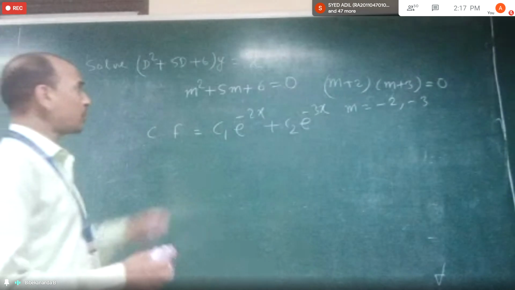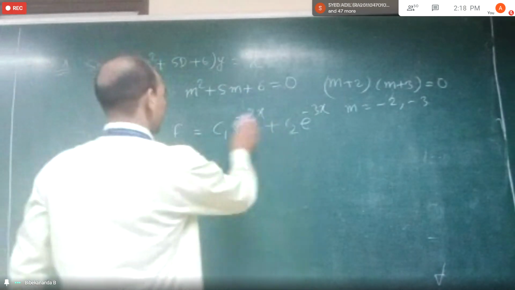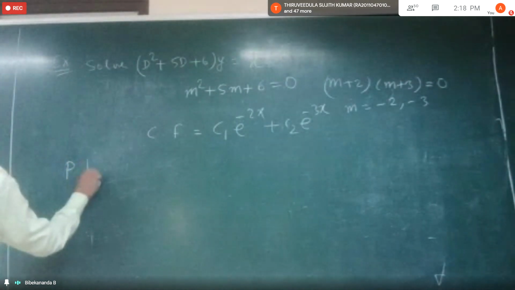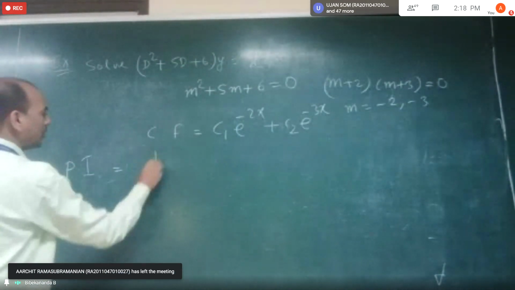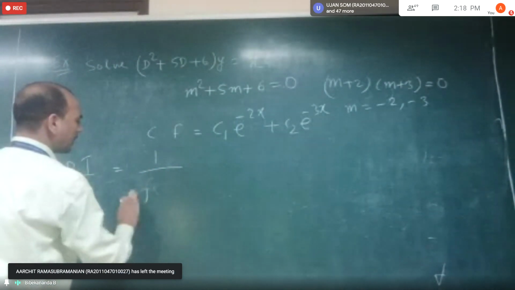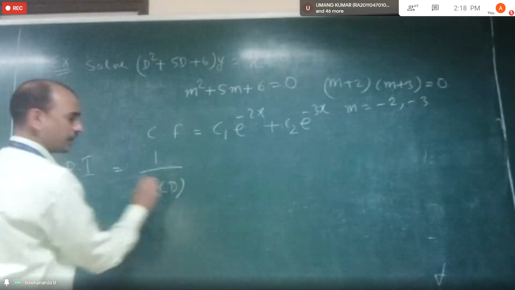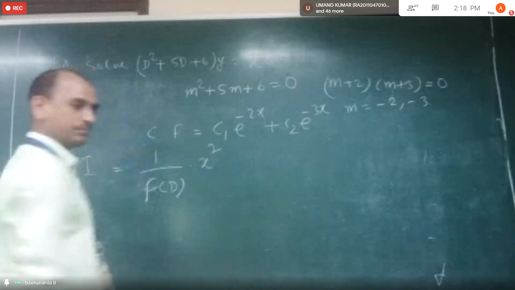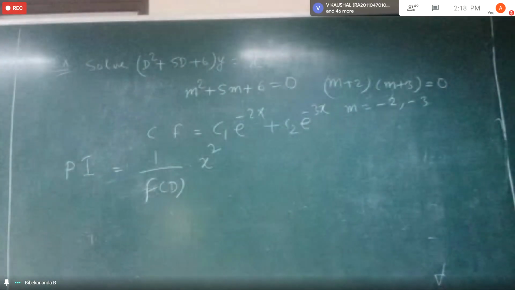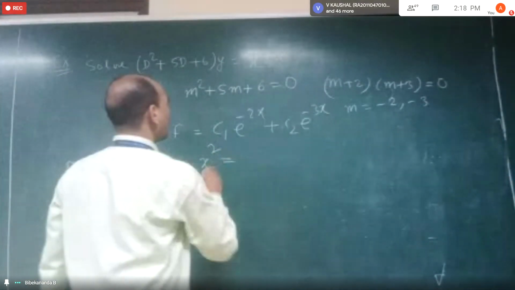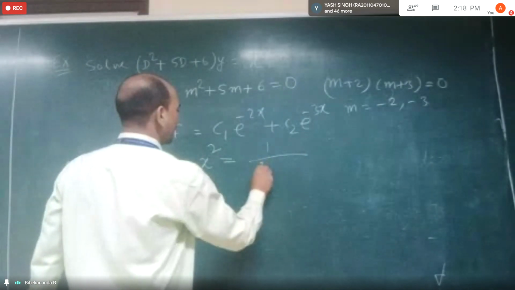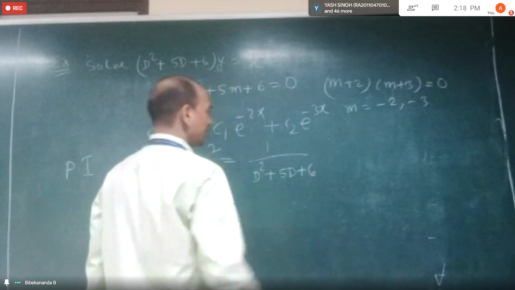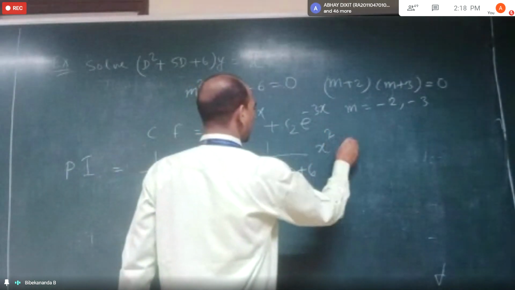So now my problem is to find the PI. How can I find my PI? PI will be 1 by capital F of D into x to the power 2, and that is equivalent to saying 1 by (D square plus 5D plus 6) into x to the power 2.